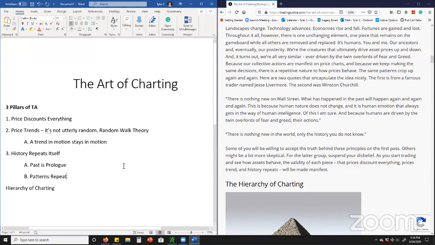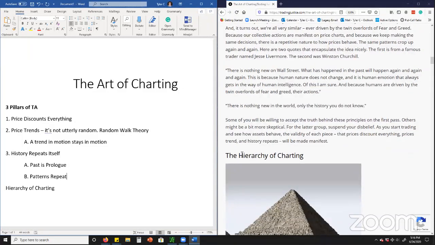So if you want to get better at understanding how the markets top and how the markets bottom, we think there's value in going and studying tops and bottoms in the past, right? Okay, so those are the three pillars, okay?